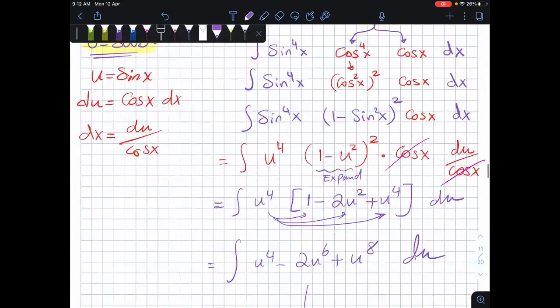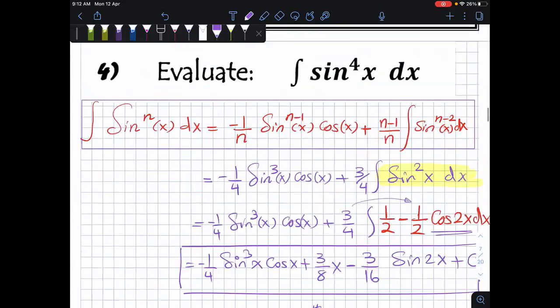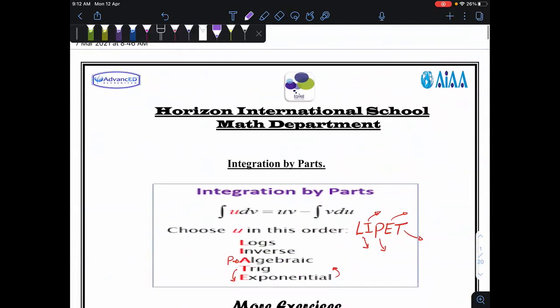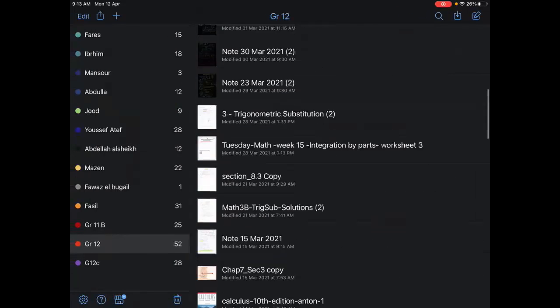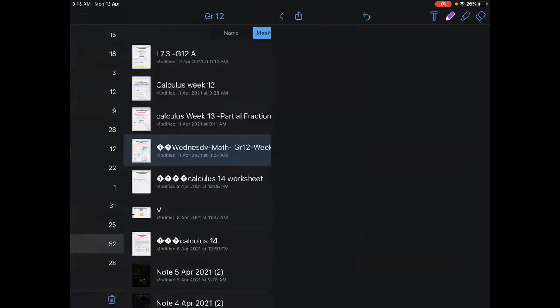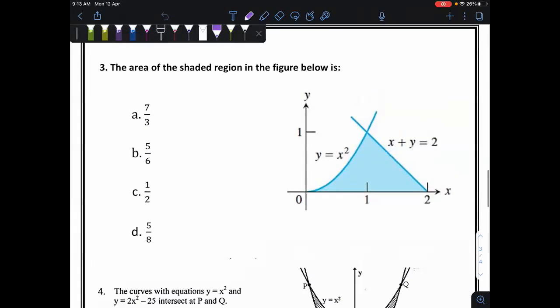So integration by parts, integrating products of trigonometric functions. Yesterday, guys, we studied and revised trigonometric substitution and the area between two curves. Now let us quickly solve a question on how to find the area.